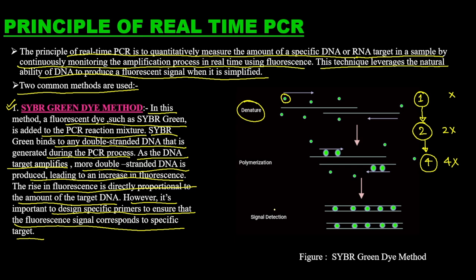And that's why you are going to get the fluorescence signal proportional to the amount of DNA. Okay, and that's what is going to happen, right? So once you do the DNA synthesis, after DNA synthesis, you are going to have the two strands of DNA, and the SYBR Green is going to intercalate into the DNA, and it's going to give you the fluorescence. So this is the first method.